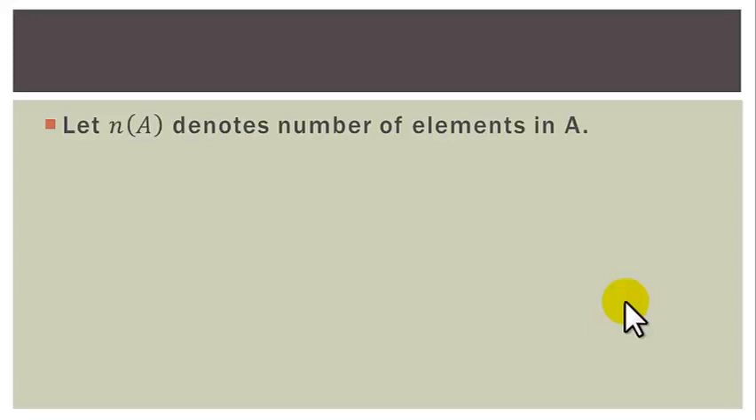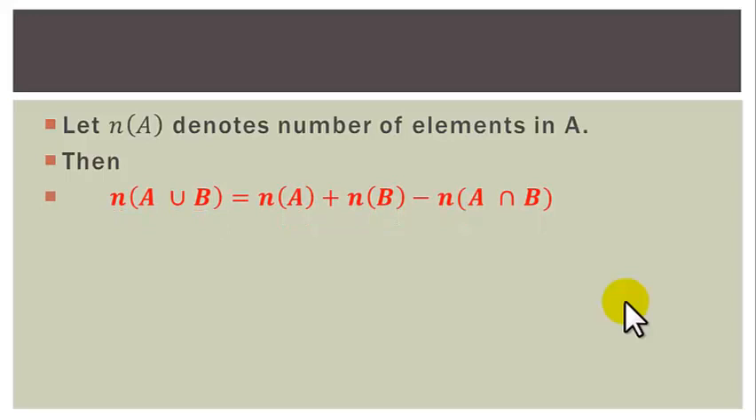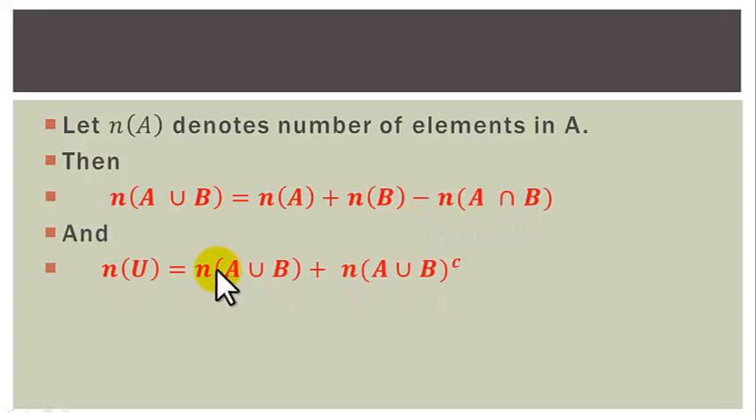Let n(A) represent the number of elements in A. Then the number of elements in A union B is equal to the number of elements in A plus the number of elements in B minus the number of elements in A intersection B. And the number of elements in the universal set U is equal to the number of elements in A union B plus the number of elements in A union B complement.